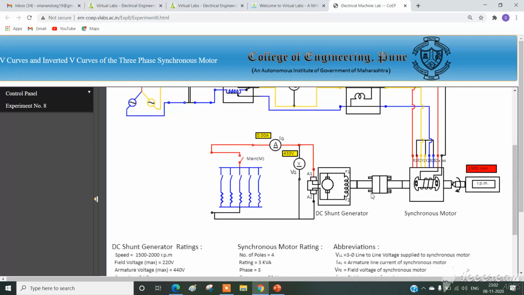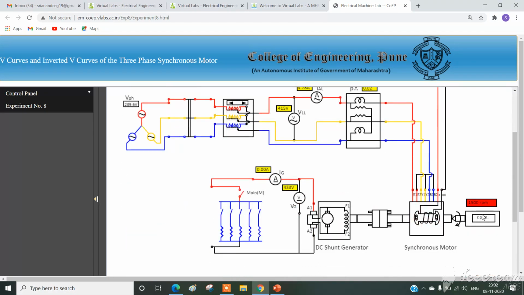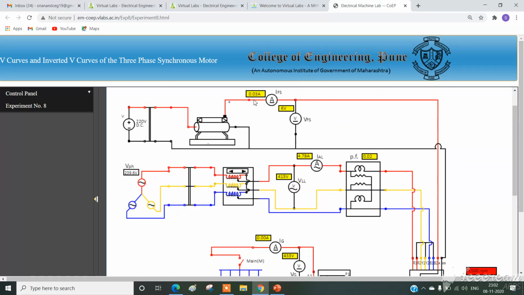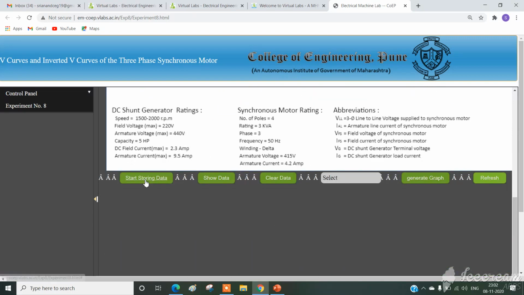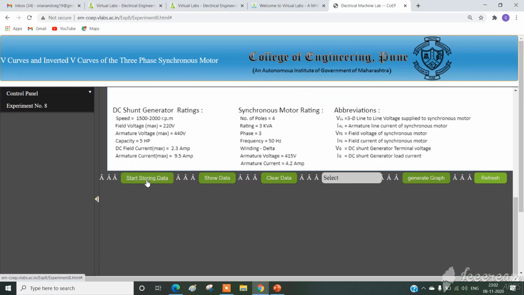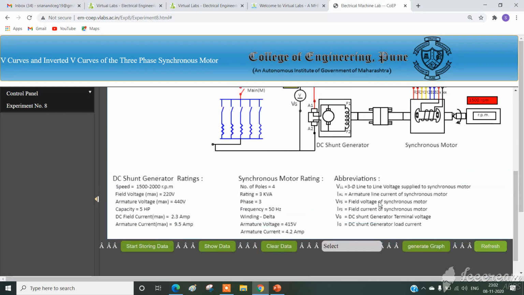Now the speed is 1500. Now we take different values of field current. This is the field current. We need to take all the remaining readings, mainly power factor and armature current. Here the power factor value is 0.03. Now we need to tabulate this value by simply clicking start storing data and show data. So the first data is recorded.